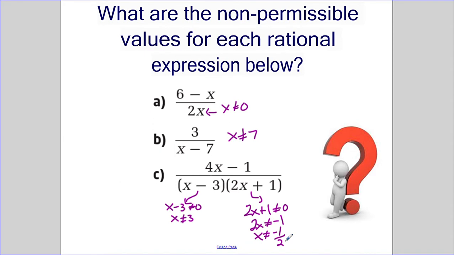So I've got 2 different non-permissible values here. I have x can't be 3 and x cannot be negative 1/2 in my last one. So if I have either of these values, I'm going to get a 0 show up in one spot, and then 0 times the other thing is going to give me 0 on the bottom, which is going to give me an error. So x cannot equal either of these 2 values. It will give me a non-permissible value.